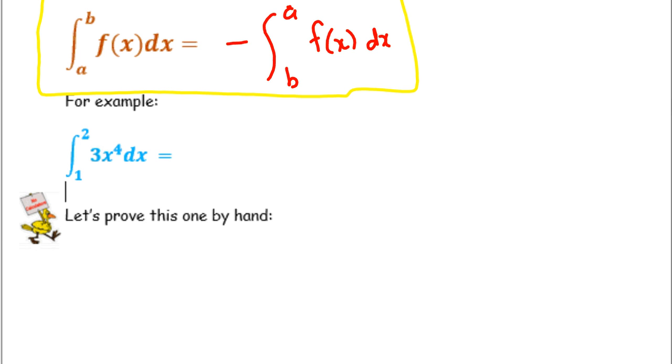Okay, so this is a nice easy one. For example, if we've got the integral between 1 and 2 of 3x to the 4 dx, how could we rewrite that using this? Negative, the integral from 2 to 1, and then you write the same function, 3x to the 4. So that's not a new property, so we won't highlight that in yellow.